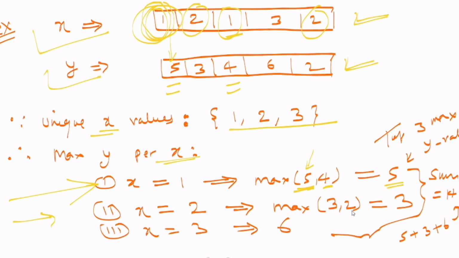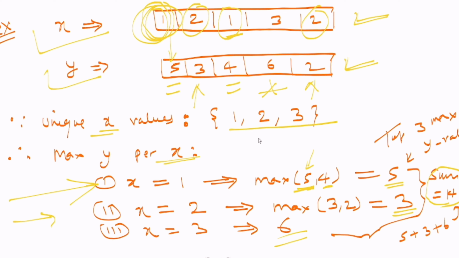Similarly, we'll take x equal to 2 and we'll see the corresponding elements will be 3 and 2. So between 3 and 2, what is the max? 3, right? And then we'll take the last element, when x equal to 3 there is only one element, no duplicate, so 6 will be the max element. If we do the sum x plus y plus z, let's suppose these are the top 3 elements at i, j and k, so if we do the sum, 5 plus 3 plus 6, it will come 14, right? So this 14 will come.